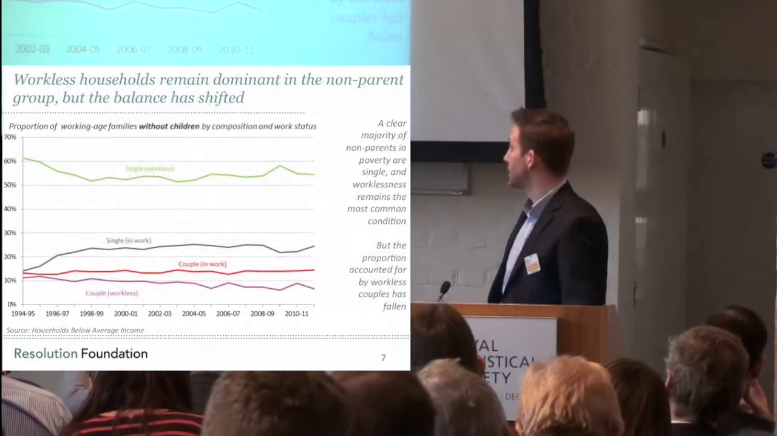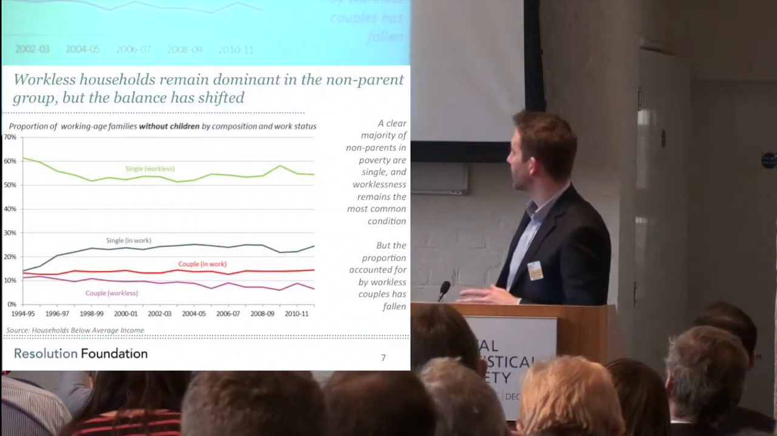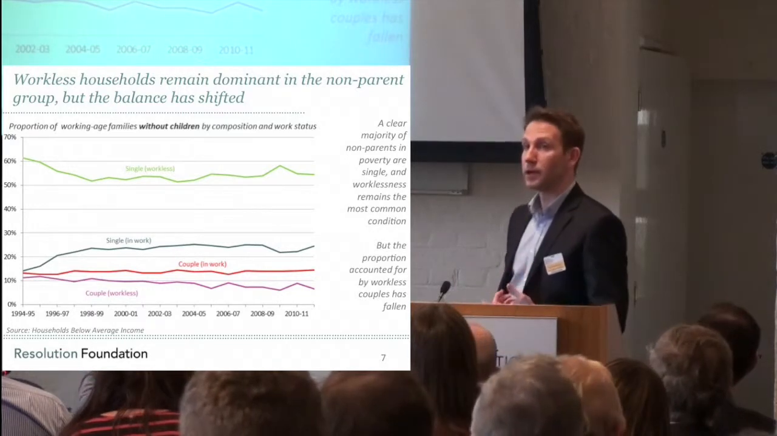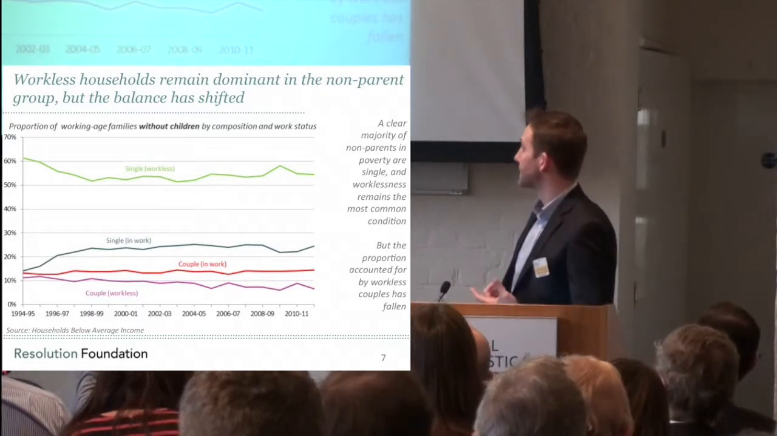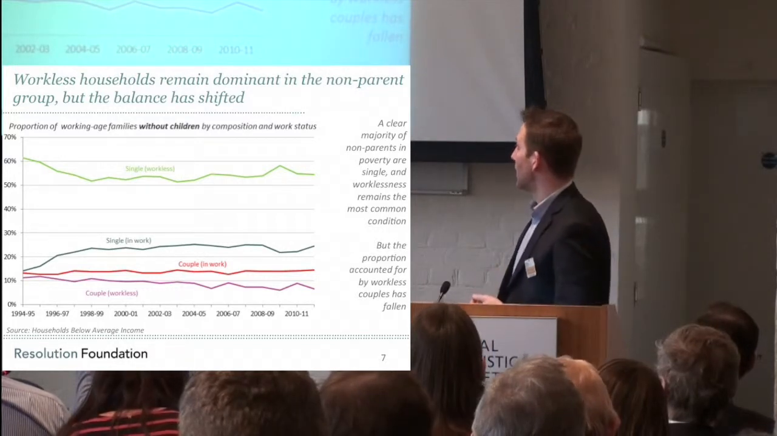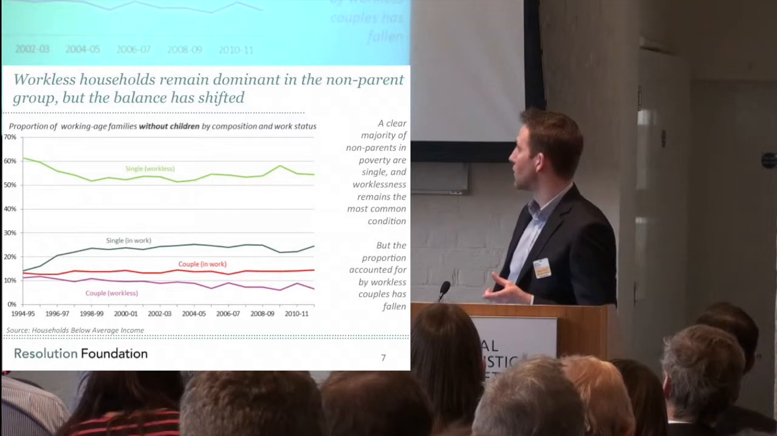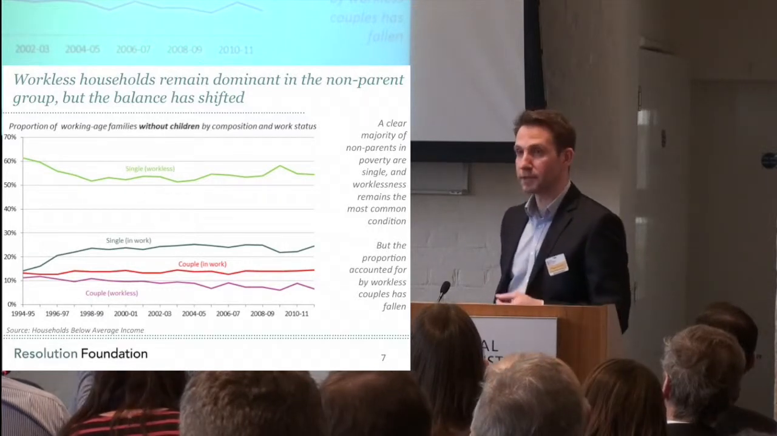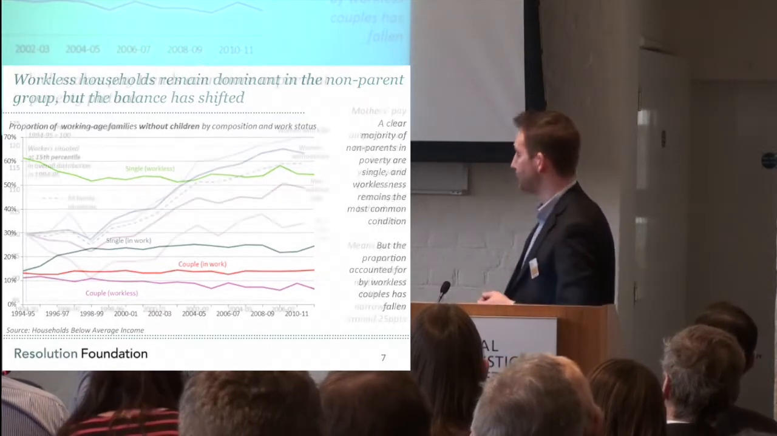And for the non-parents, it's less marked, and actually, you can't really see it very well, but the line at the top there is workless, is single workless people. So that is still the predominant position for non-parents who are in poverty. But again, the balance has shifted somewhat, so single people in work actually have started to form a larger proportion than they used to.